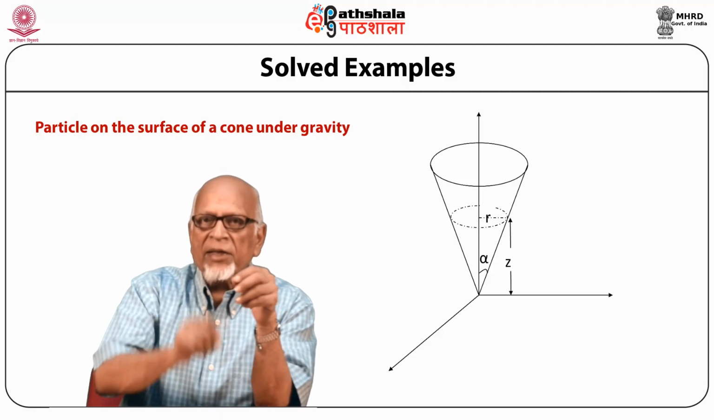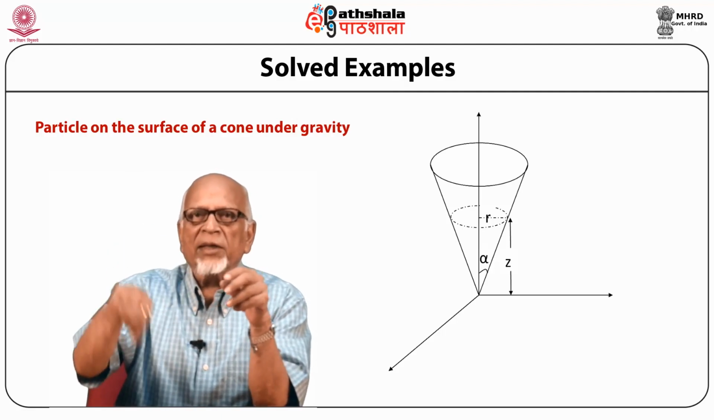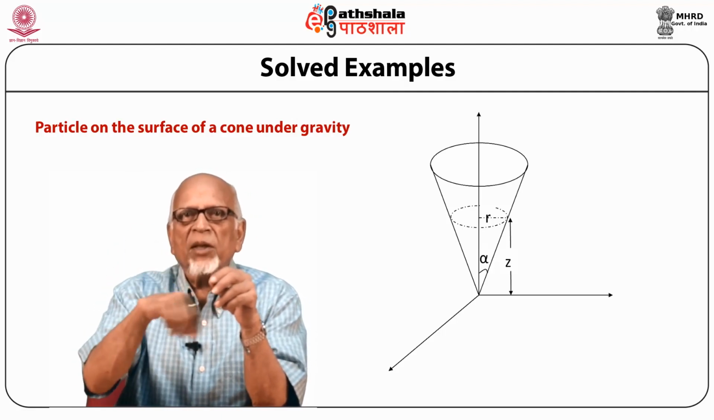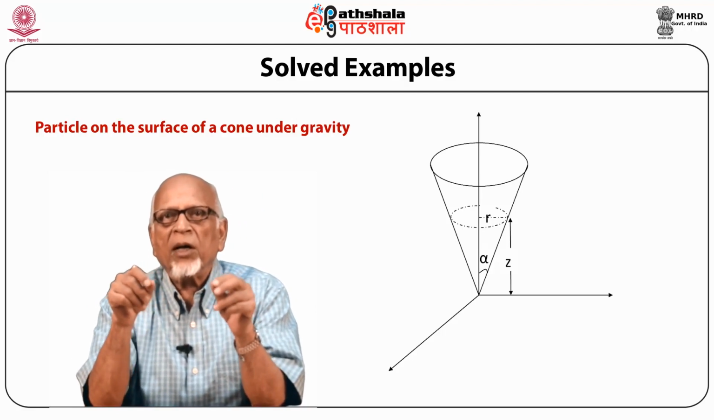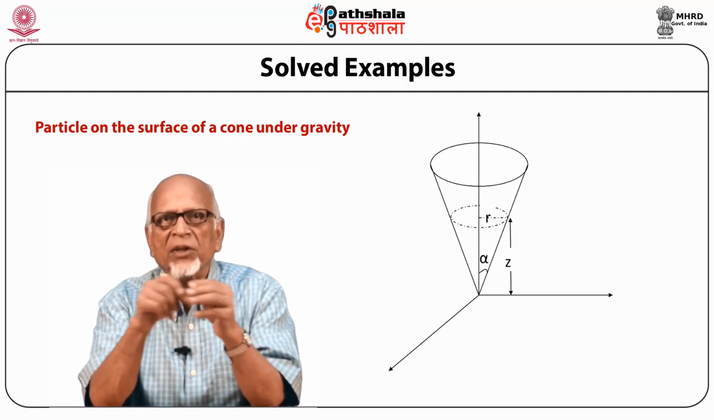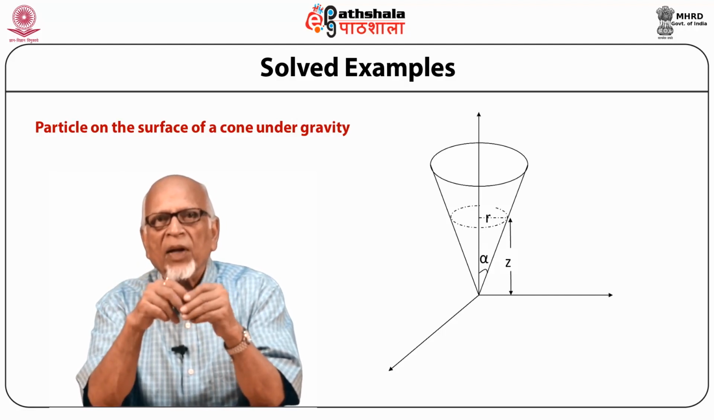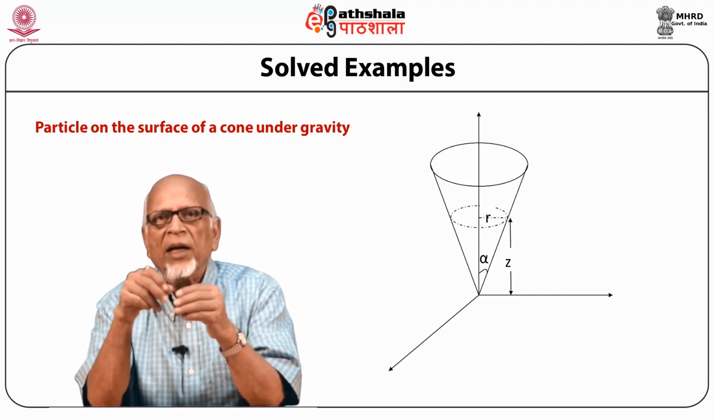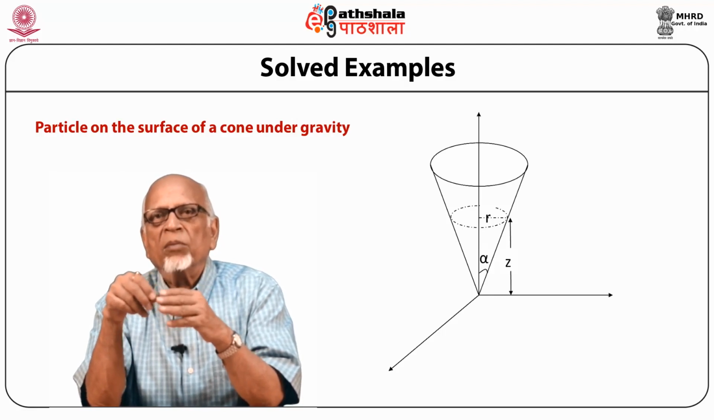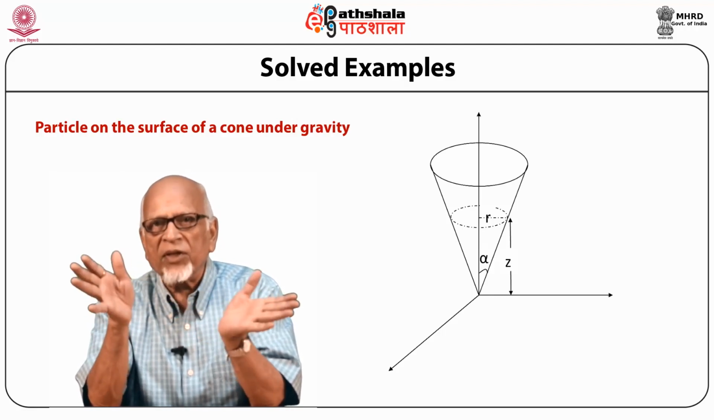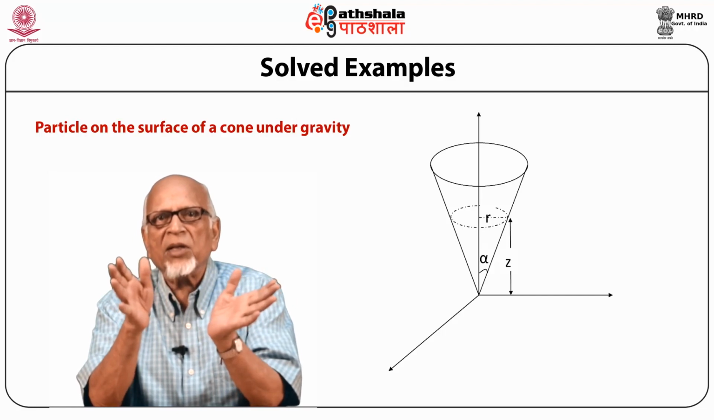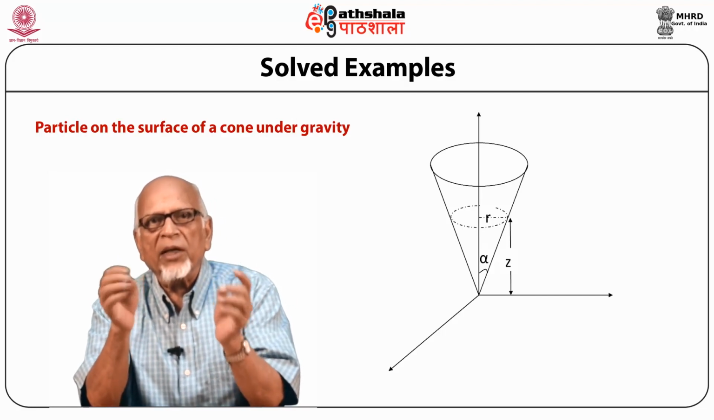So this circle is in the xz plane. We consider the particle at a point with the Cartesian coordinates x and z on the circle. In terms of the polar coordinates r and theta, x is equal to r sine theta and z is equal to r plus r cos theta, and r is fixed. We thus have the motion described by only one coordinate, theta.